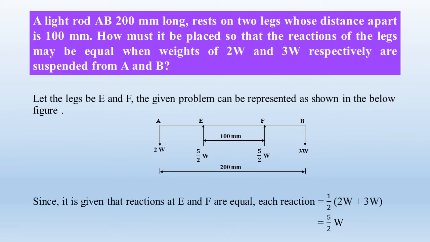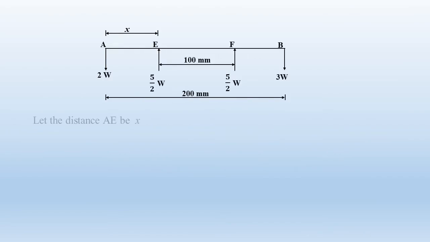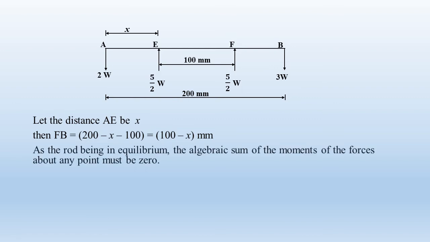Since it is given that reactions at E and F are equal, each reaction will be 1/2 (2W + 3W), that is, 5/2 W. Let the distance AE be x, then FB equals 200 minus x minus 100, that is 100 minus x mm. As the rod is in equilibrium, the algebraic sum of the moments of the forces about any point must be 0.